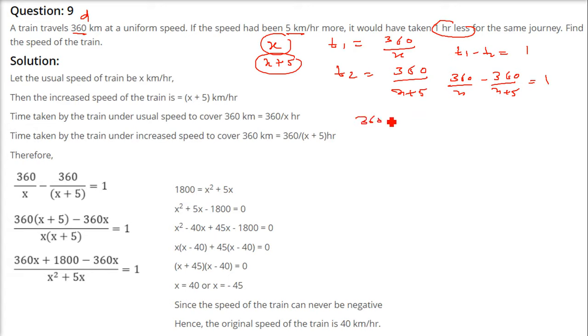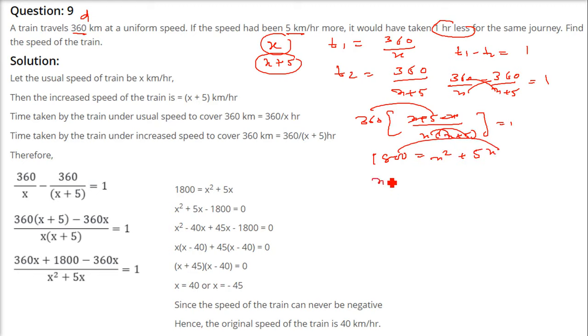So 360 you can take common, x plus 5 minus x by x into x plus 5. This gets cancelled. 5 into 360, that is 1800, and x square plus 5x goes here. Now bring this here. So x square plus 5x minus 1800 equal to 0. This is our equation. 1800 can be written as 40 into 45.